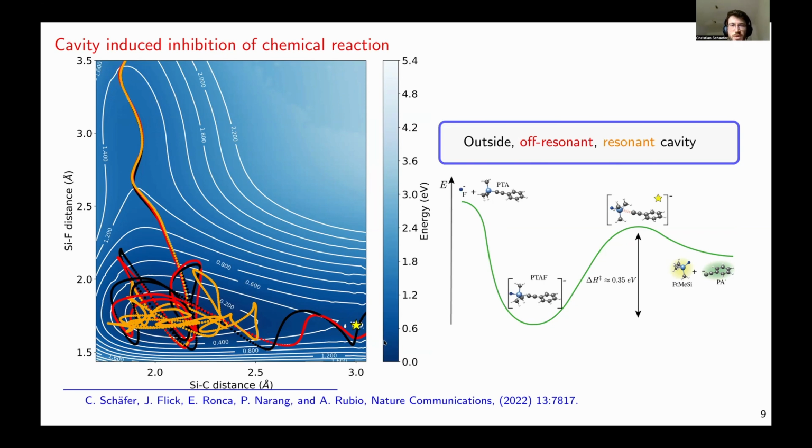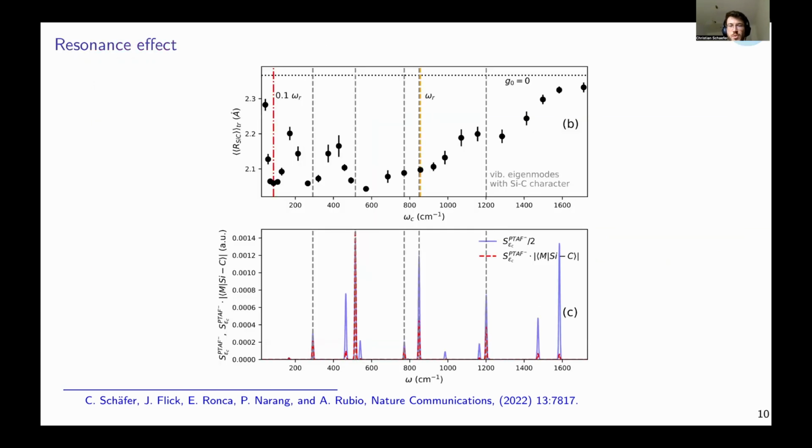And when I say resonant, I should probably be as fair and tell you what resonance means. So in the experiment, they looked at like 860 inverse centimeters. So this resonance here, which is this vibrational excitation that you can see in the vibration spectrum down here. And here on the top, you see the average silicon fluoride, silicon carbon distance. So it's something like a proxy or a figure of merit for the reactivity of the system.